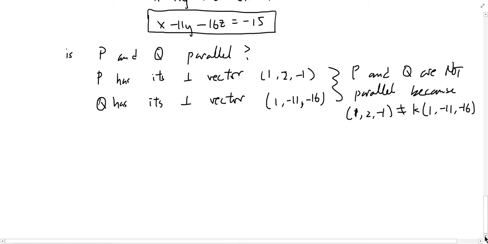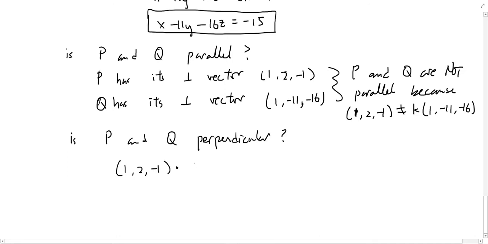But I do want to find out if they do intersect, can they possibly be perpendicular? Is plane P and Q perpendicular? Well, then how do I figure it out? If you recall from two videos ago, two planes are perpendicular if their perpendicular vector dot product is 0. So let's find out. What is the dot product between these two planes?